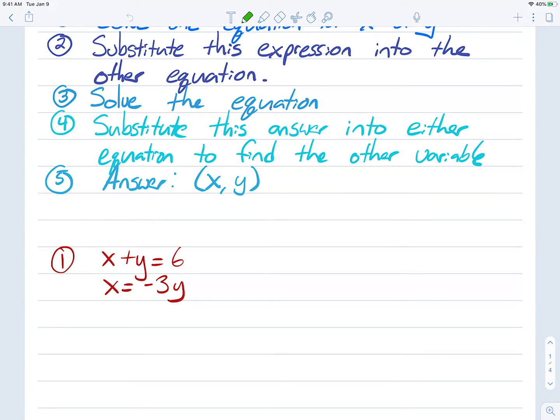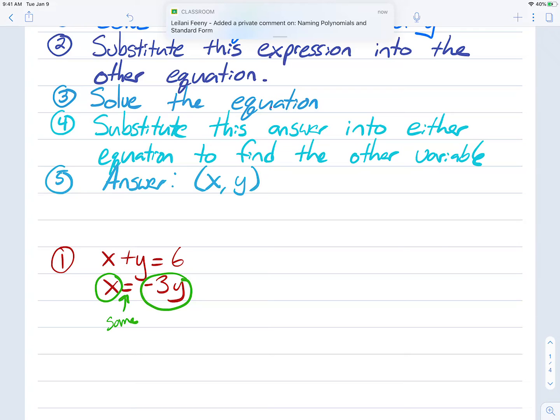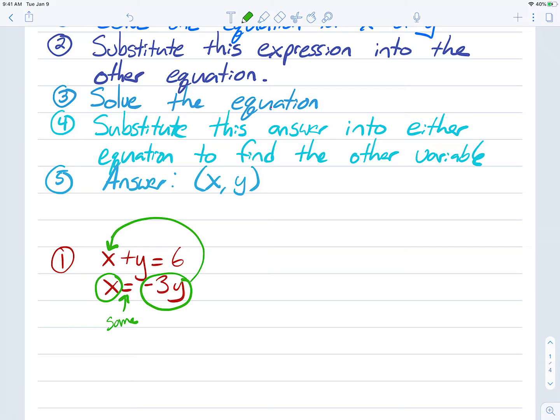So for problem number 1, our first equation is x plus y equals 6. In our second equation, it says x equals negative 3y. So we can see that x is the same, because it says equals, to negative 3y, which means that they're interchangeable. It shouldn't matter which one you use. So instead of this x in the other equation, I'm going to substitute for negative 3y, which means that my equation now says negative 3y, and I'm going to write the rest of the equation, plus y equals 6. I have substituted and made that my negative 3y.